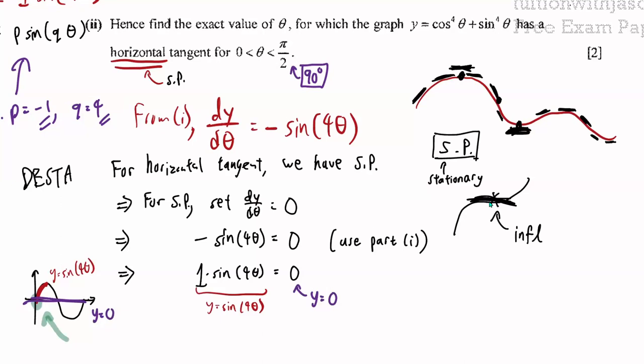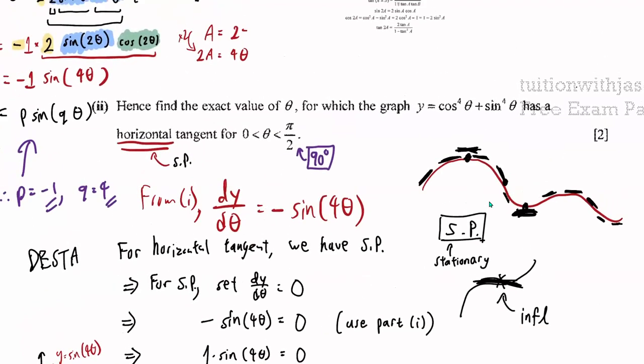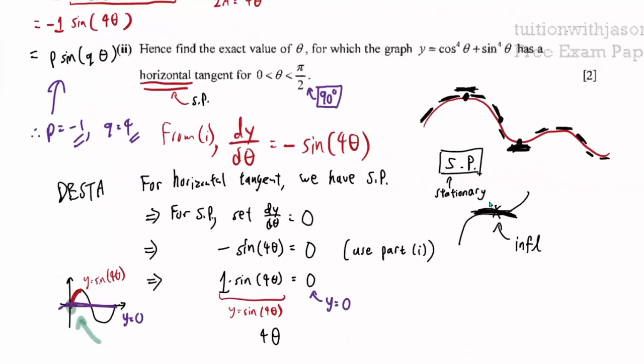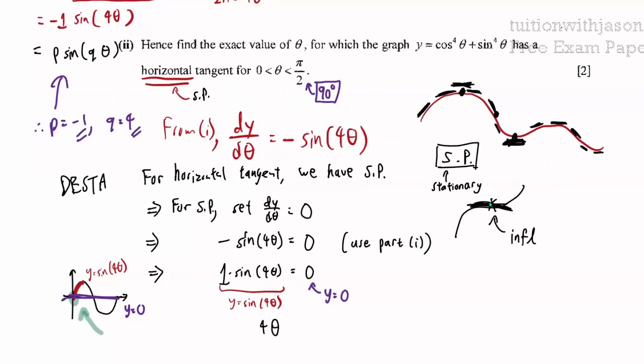So what's the answer? Oh, did I do something wrongly? Let me double check. Let me see. Right, correct. So there's only one answer, 4 theta equal to 0. Is that okay? Okay. One more small point that I have to bring up is, sorry, actually maybe it's not such a small point. It's actually a rather big point.